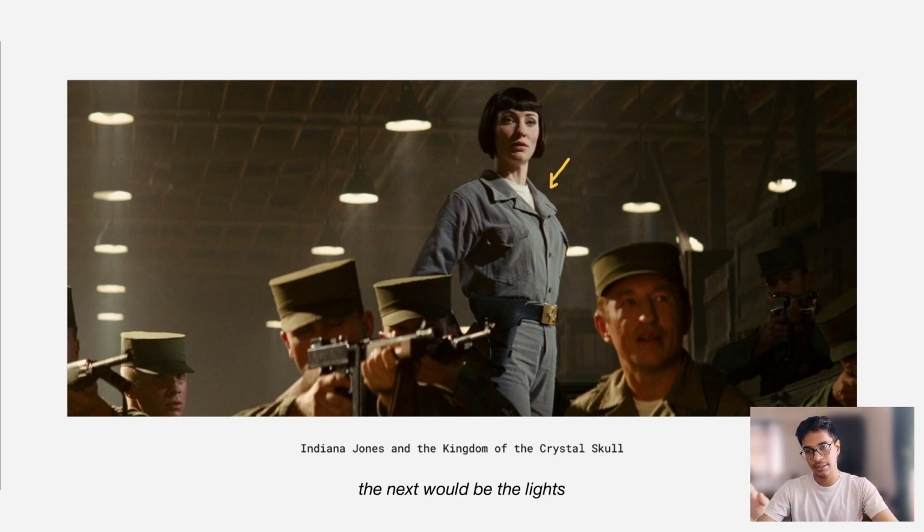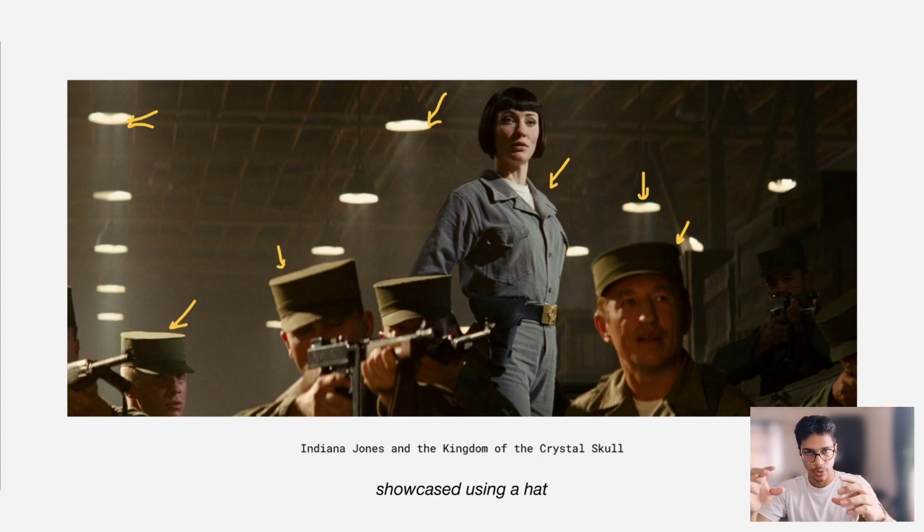The next would be the lights that are present over here. And again, it is predominantly the contrast mechanism that is working for this particular element. That is the second element. And the third one would be the soldiers, being showcased using a hat that has a very distinct shape to it. So that creates another layer of differentiation. So in general, there are three major elements when we break down this image. First would be the lady, the second would be the lights, the third would be the soldiers.